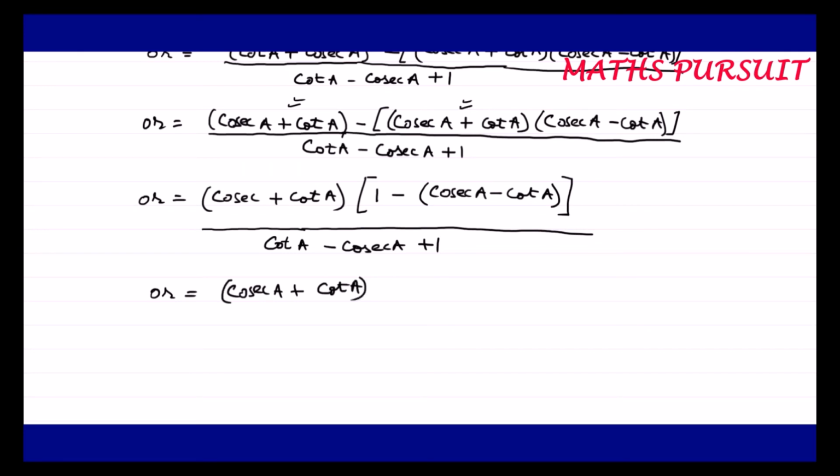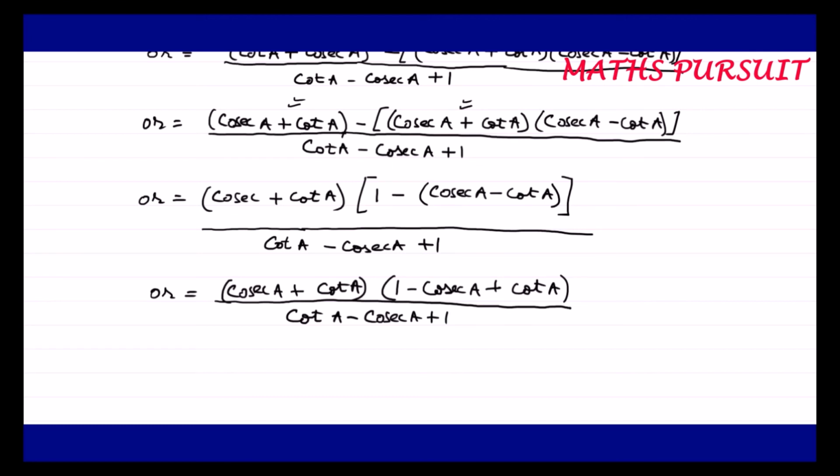Now this is equal to cosec A plus cot A into, let me open the bracket here, 1 minus cosec A plus cot A. Why? Because as I opened the bracket, the negative symbol becomes positive and the positive became negative. So I got 1 minus cosec A plus cot A upon cot A minus cosec A plus 1.